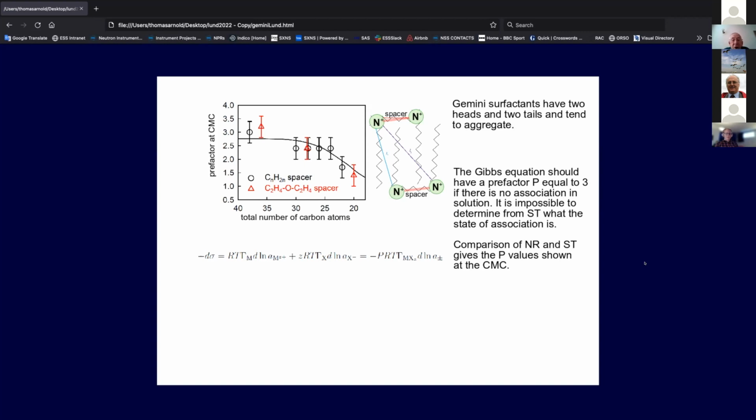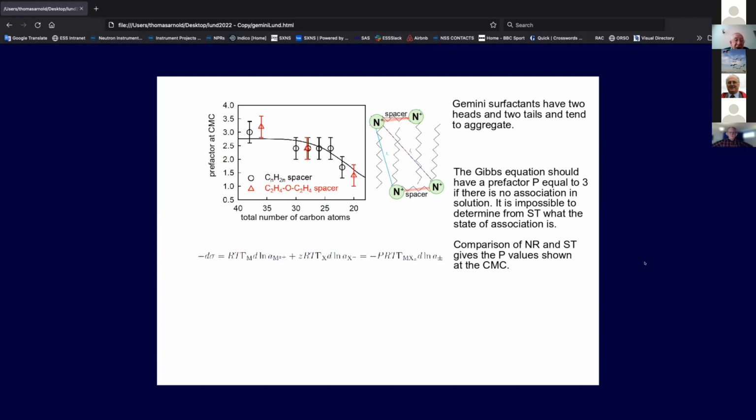But in these surfactants shown in this transparency, these are Gemini surfactants. And you can see from the diagram on the right that each one has 2 head groups, nitrogen plus, and 2 chains, and they're separated by a spacer. And that shows the 2 packed in a way that would be very convenient and rather likely. And it would also obviously not be surface active because you've got charge at both ends. Now, an isolated one of those molecules will have a Gibbs prefactor of 3.